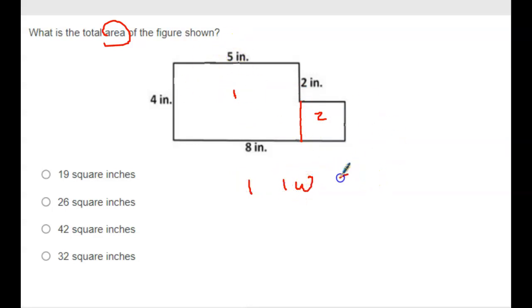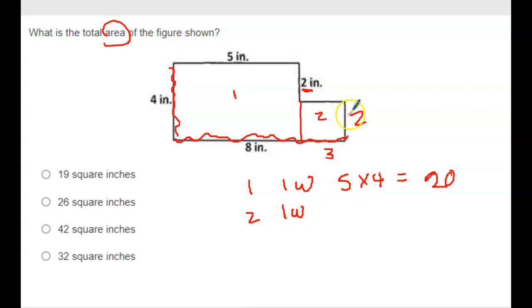One is going to be 5 by 4, which is 20. And then the other, it looks like the full length across here is 8, and up above is 5. So this little spot is going to be 3. And kind of the same thing happens on the other side, this full length across is 4, but then over here is 2. So this little side here is going to be 2. So my second shape, length times width again, is 3 by 2. So 3 times 2 is 6. And then I'm just going to add those two together, and I get 26 square inches as my answer.